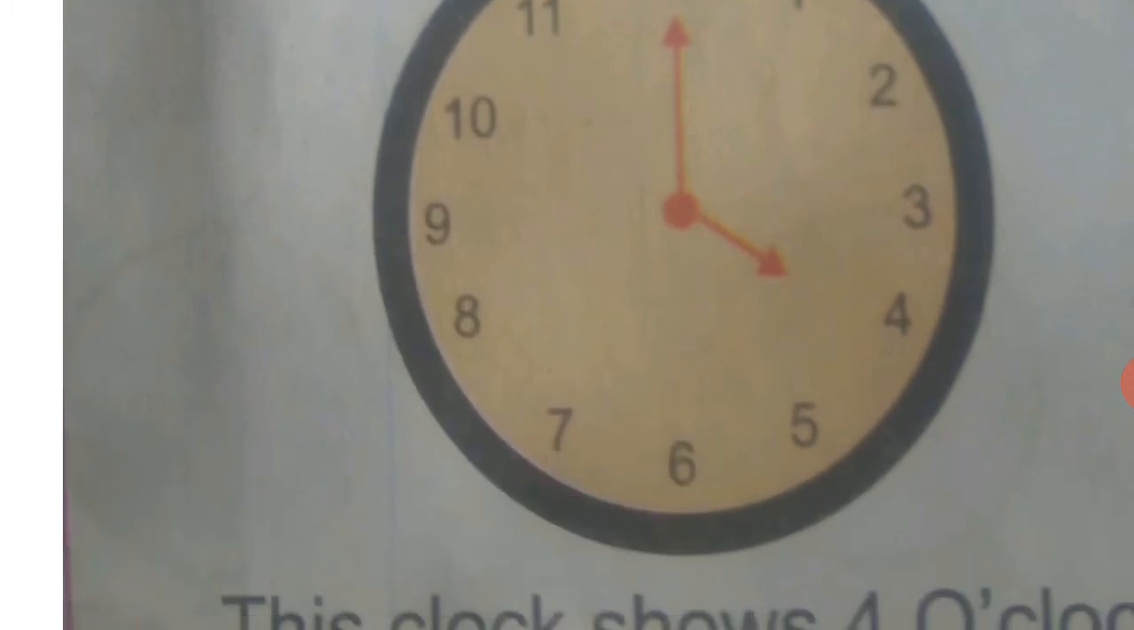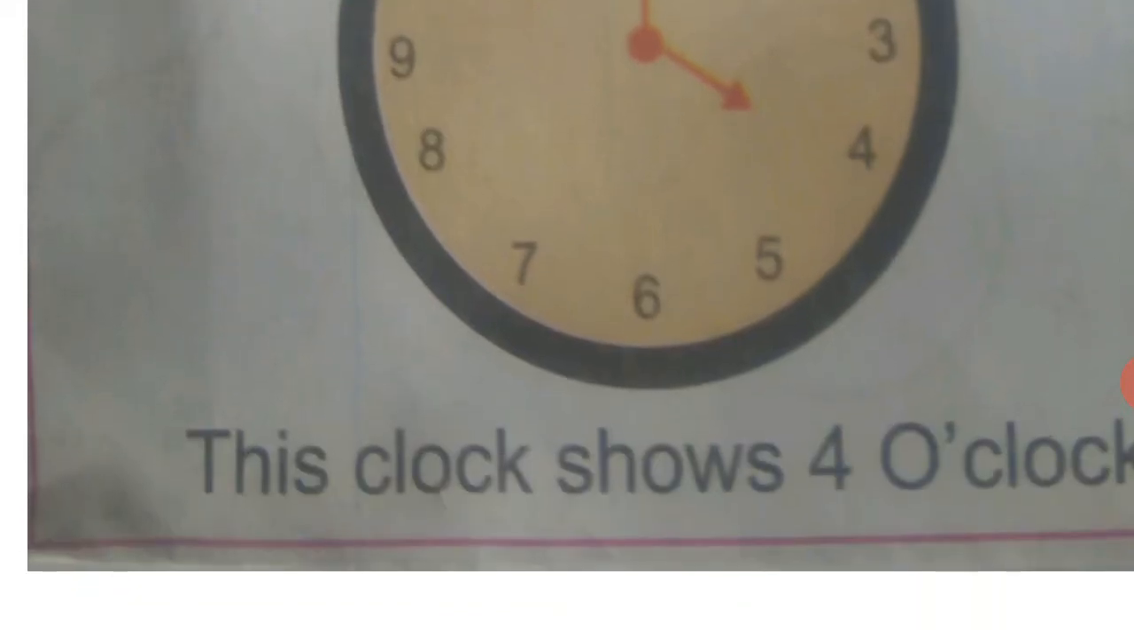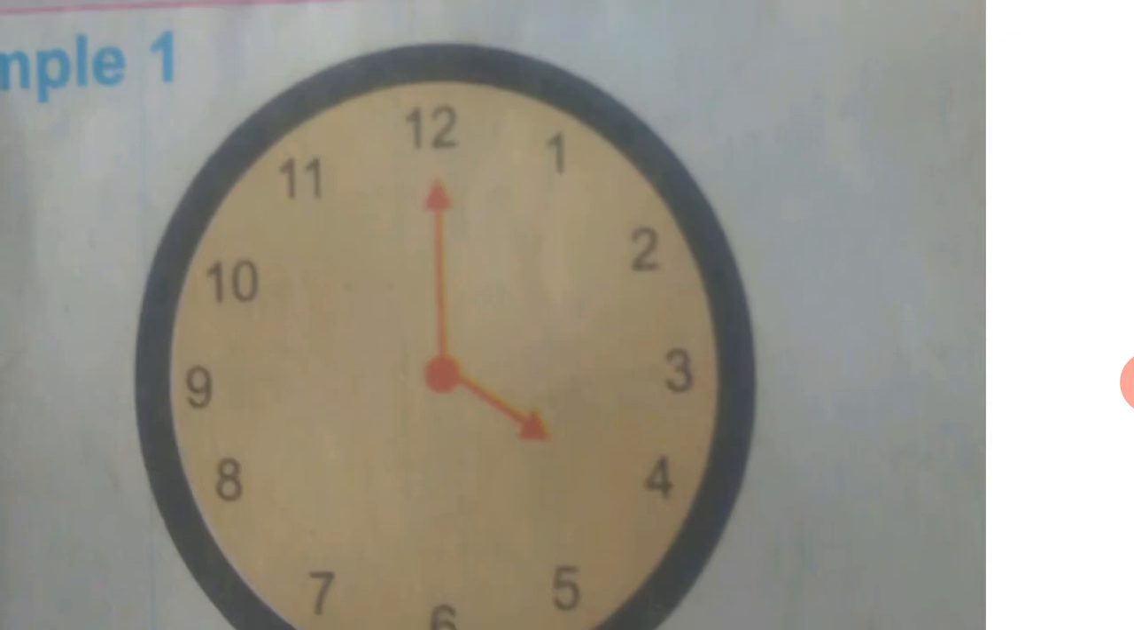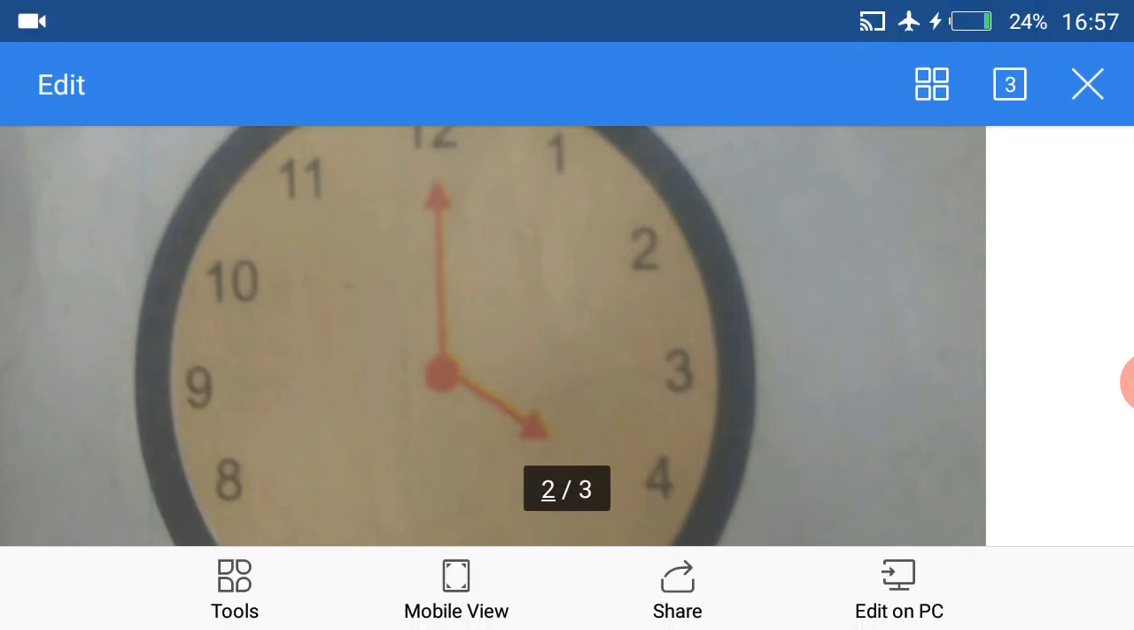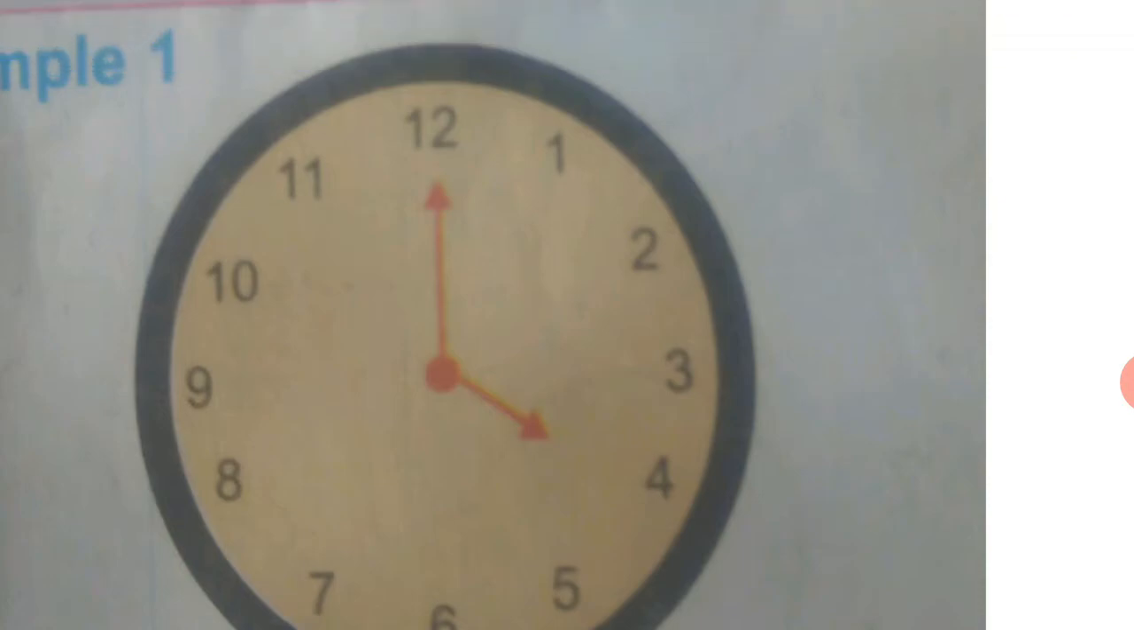Now, if you are asked what time is it, you will say it's 4 o'clock. This clock shows 4 o'clock. Why is it 4 o'clock? It's 4 o'clock because the short hand, which is the hour hand, is placed on 4, while the long hand, which is the minute hand, is placed on 12.